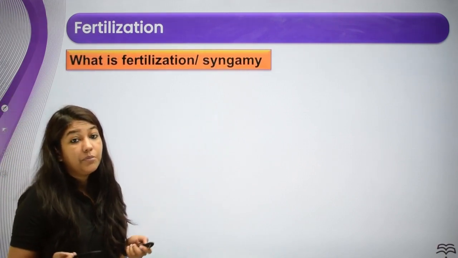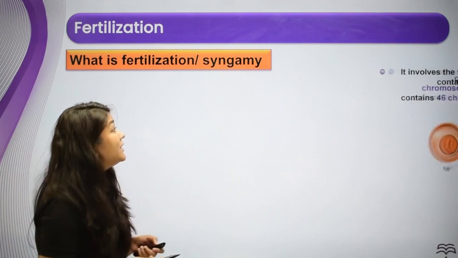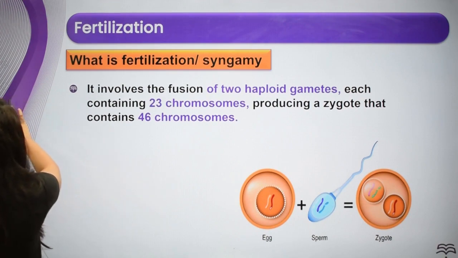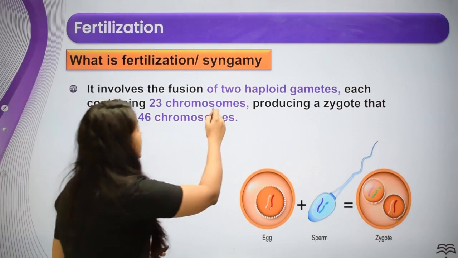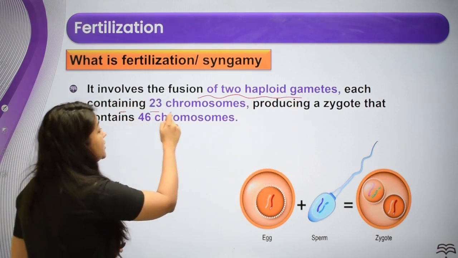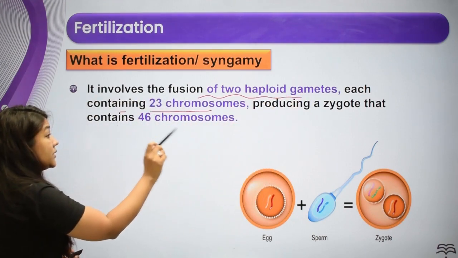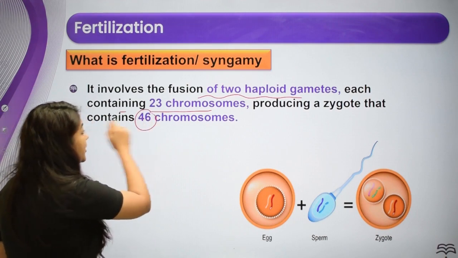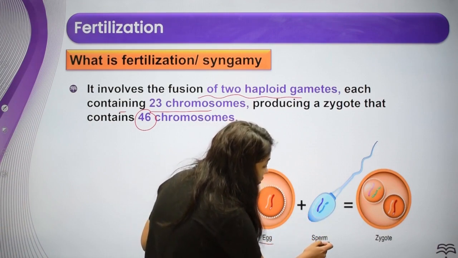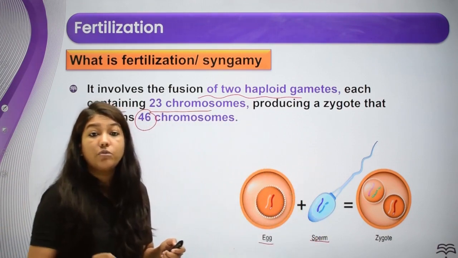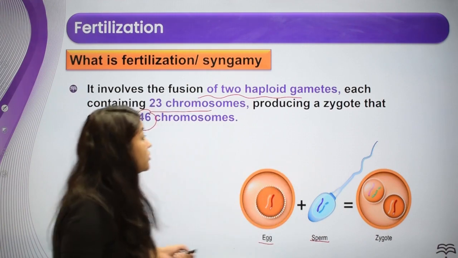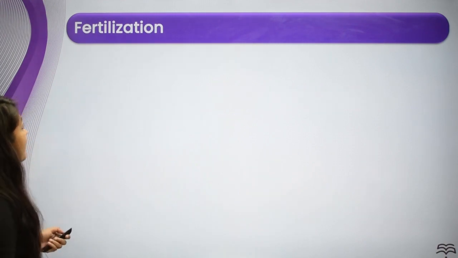One more very important point. Fertilization is also called syngamy. So it involves the fusion of two haploid gametes, right? We have already seen this. It involves the fusion of two haploid gametes, each containing 23 chromosomes, producing a zygote which is going to contain 46 chromosomes. See here, egg carrying 23 chromosomes, sperm carrying 23 chromosomes. It is going to result in the formation of a diploid structure which is called the zygote.